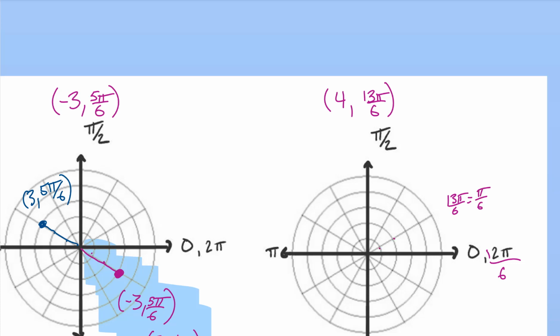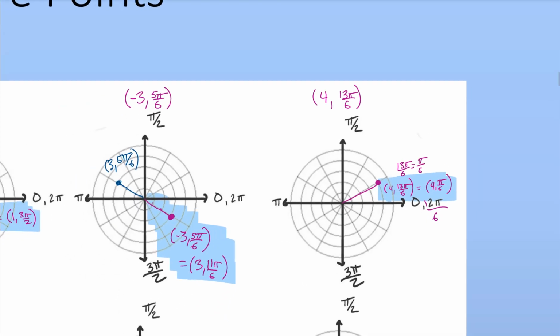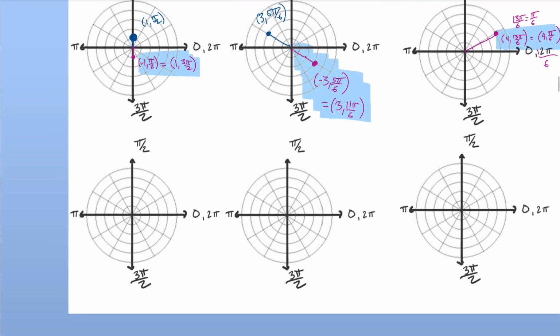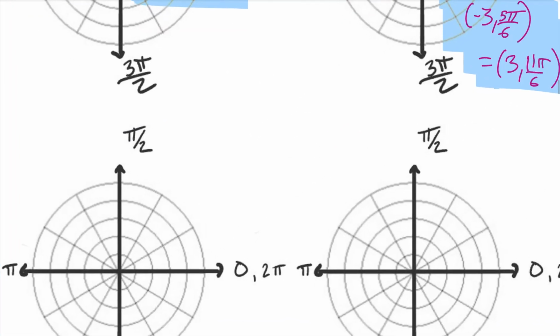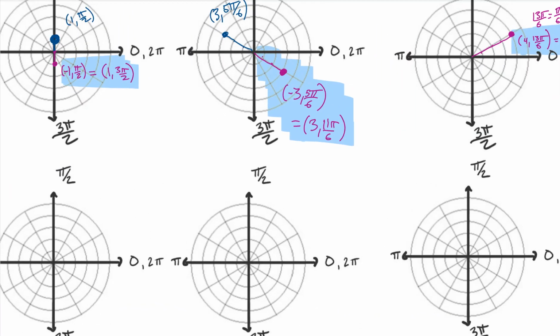So we go out 1, 2, 3, and 4. And there is our point, 4 comma 13 pi over 6. Which is the exact same thing as 4 comma pi over 6. Those are coterminal angles. We still deal with coterminal angles. Bang, plotting points. No biggie. And I think I'll just do one more with you. Let's just do one more.